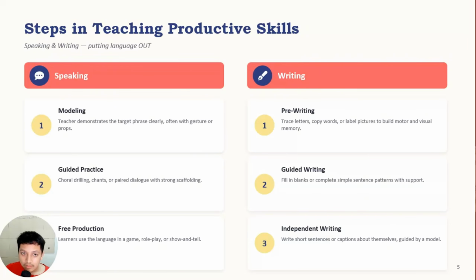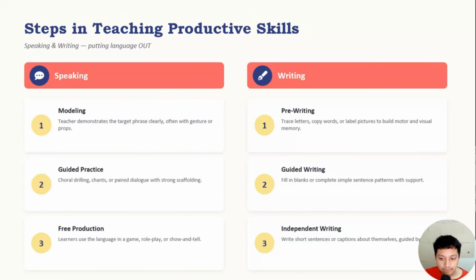Okay. Next is the steps in teaching productive skills. We have speaking and writing. For speaking, first is modeling: the teacher shows the target first with gesture or props, and second is guided practice like choral drilling or chants, still with support. And next is free production, and finally they use the language freely, maybe in a role play or a game.